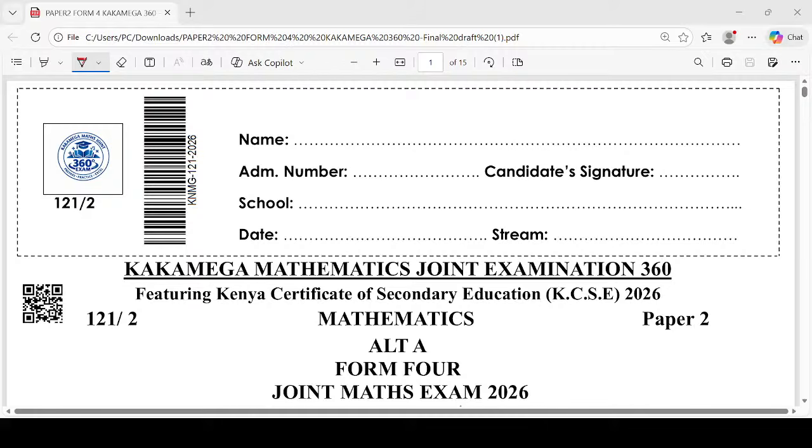We are going to discuss the Kakamega Mathematics Joint examination that was done in March 2026, Form 4 Mathematics, Paper 2. And this time we're going to put our focus on Section 2 of this paper.